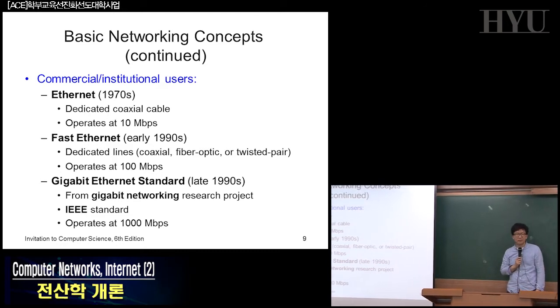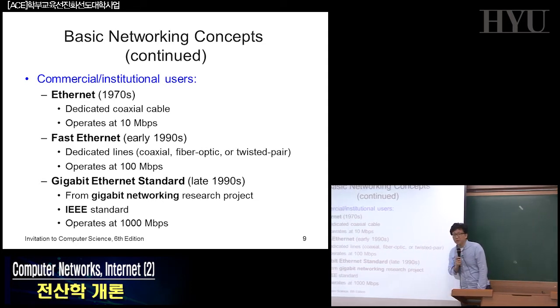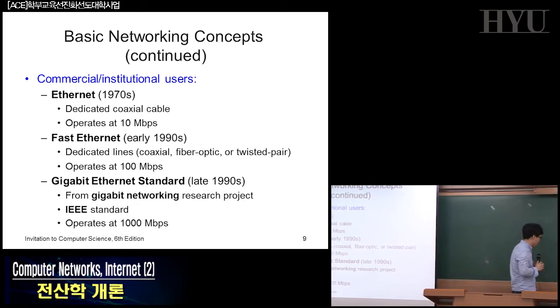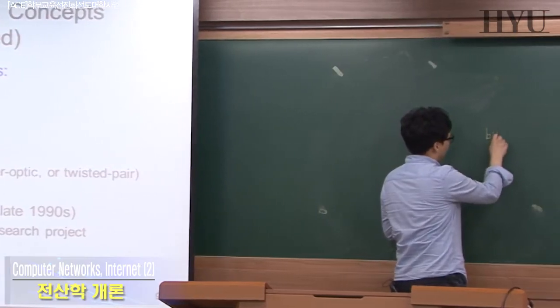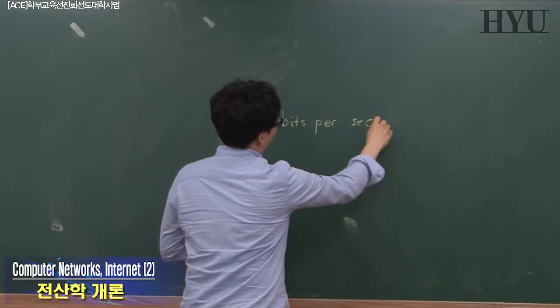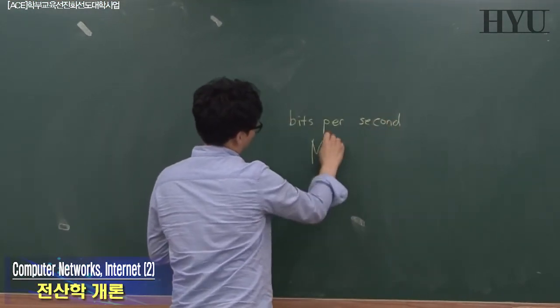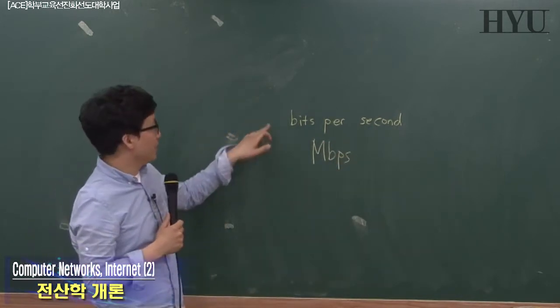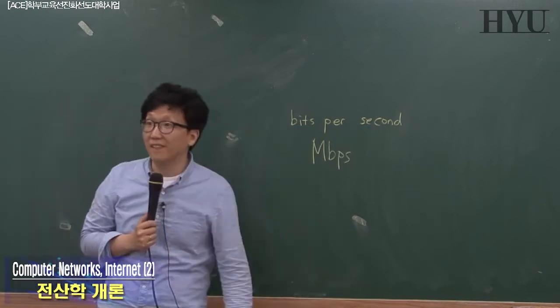In the 1970s, it was dedicated coaxial cable. Coaxial, what is a coaxial? Okay, copper wire twisted like this, coaxial cables. They operate at 10 megabits per second. Mbps means megabits per second, bits per second. That's how much you can send: 10 megabits per second.